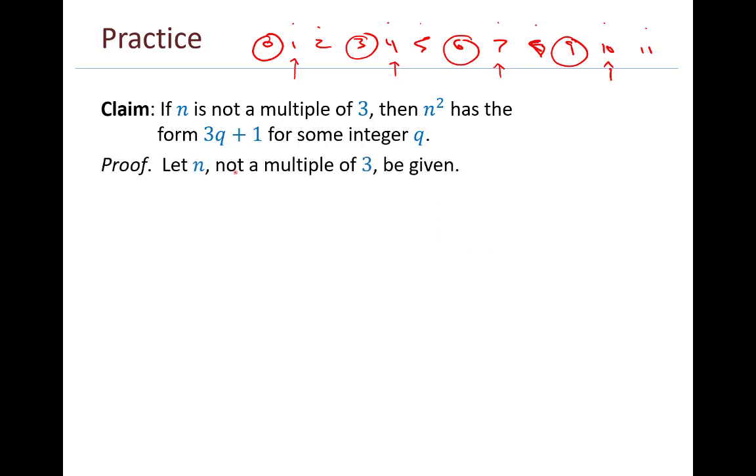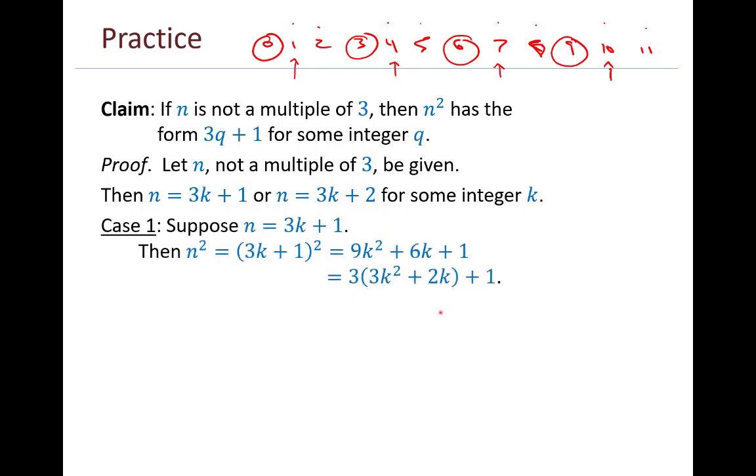So let n, not a multiple of 3, be given. Then n equals 3k plus 1, or n equals 3k plus 2 for some integer k. That is, n is either 1 more than a multiple of 3, or n is 2 more than a multiple of 3. Okay, first case. Case 1, suppose n equals 3k plus 1. Then n squared equals 3k plus 1 squared, and I expand that using algebra.